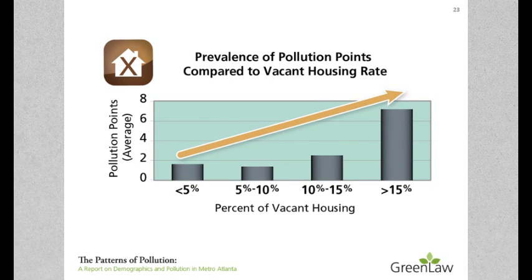In Metro Atlanta, our vacant housing rate, at least as of the census in 2010, was 9.4%. And our study showed a clear correlation between vacant housing rates and pollution points. And this is particularly true in any blocks with a vacant housing rate above 15%, where there are about 7 pollution points in close proximity on average.